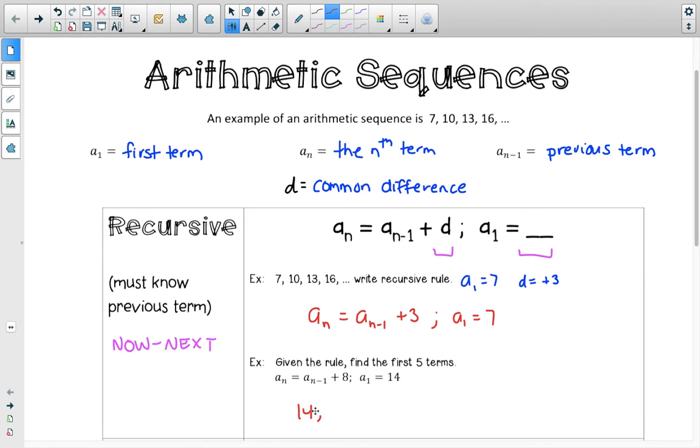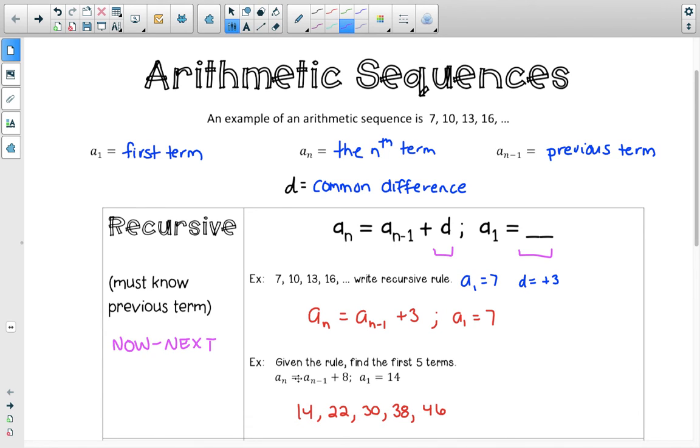So 14 plus 8 is 22. To get the next term, we need to add 8 again. That gives us 30. We add 8 again, we get 38. And our last one that we want to find, the 5th, because we only want 5 terms, we just add 8 to the last, and we get 46.